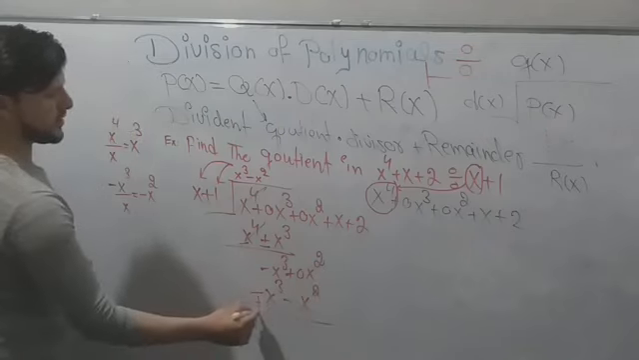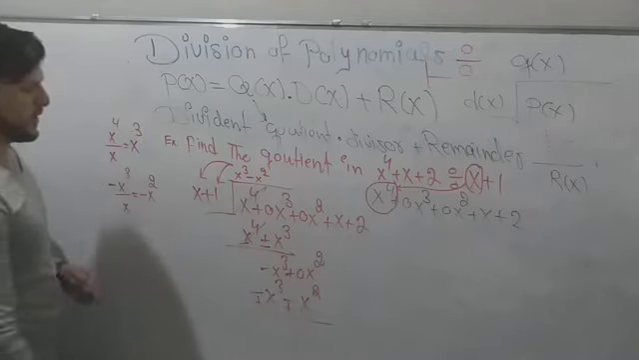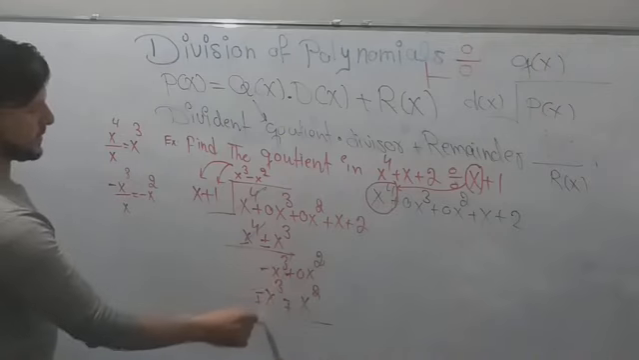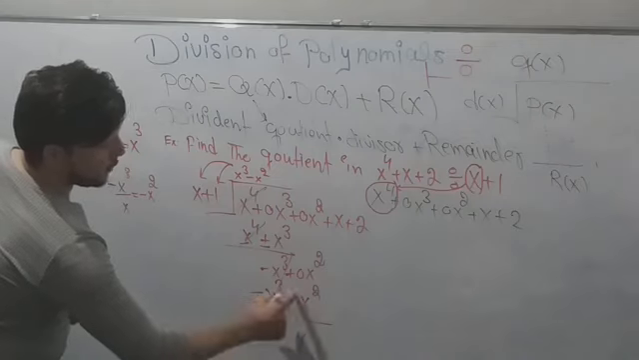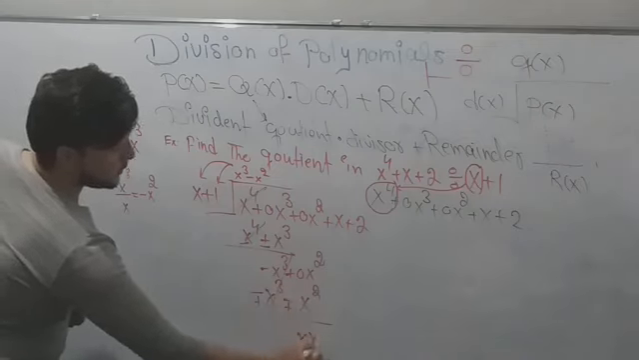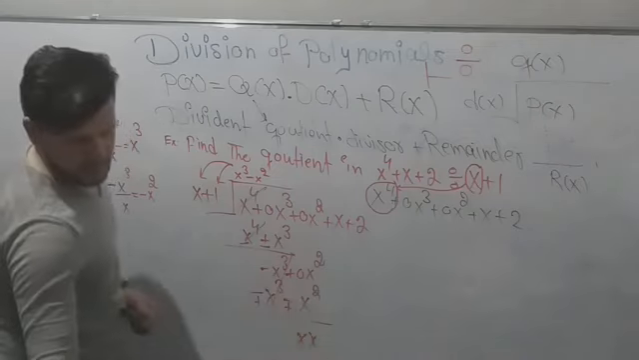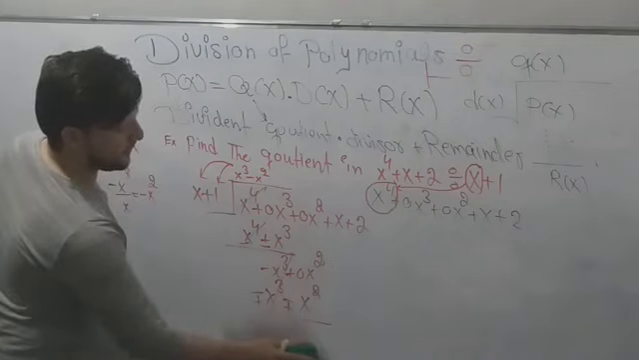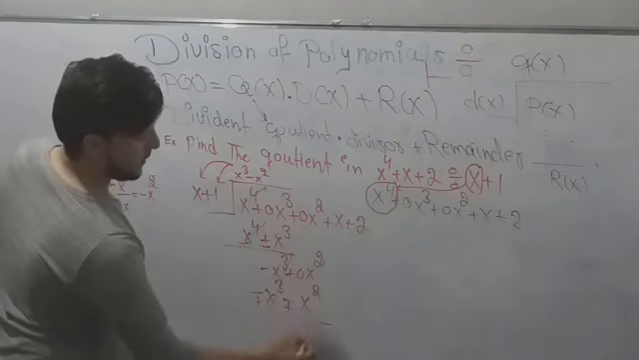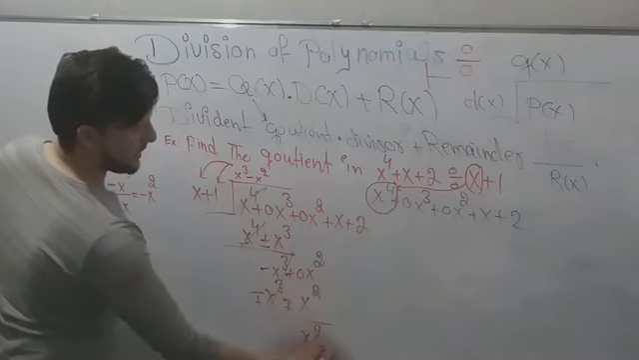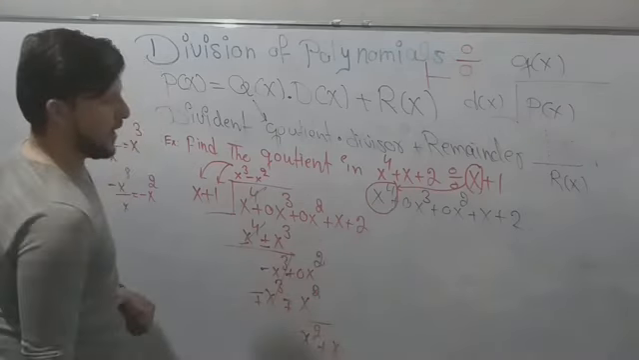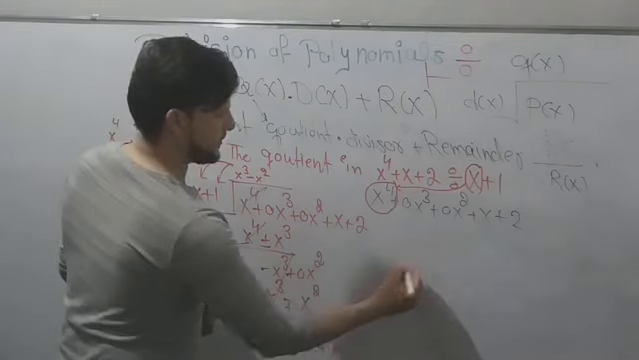Now, once again, change the signs. So the x^3 terms are cancelled. Here you can write 0 plus 1 is equal to 1x to the power of 2, x to the power of 2. And now the next term is for x. If you don't mind, I will write it here.